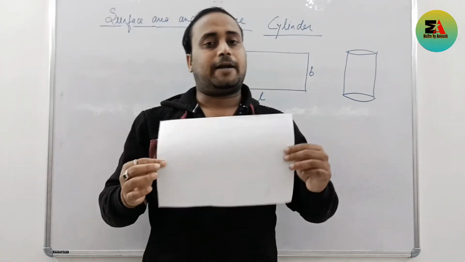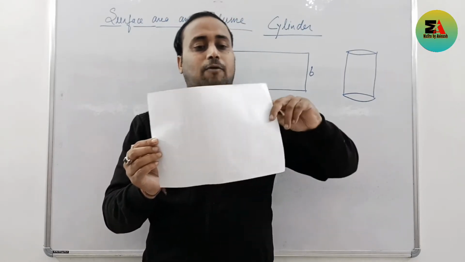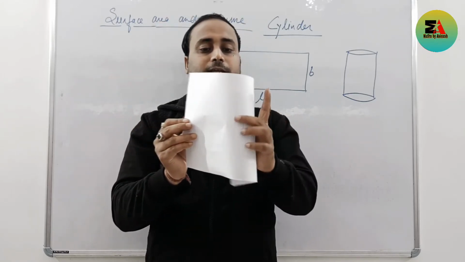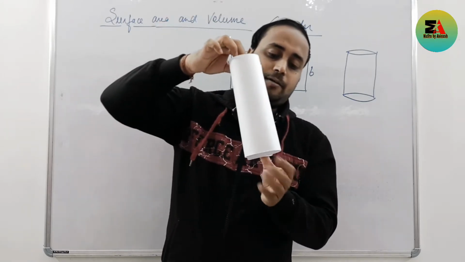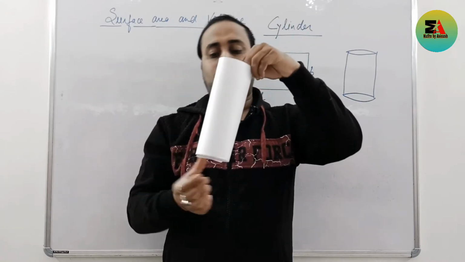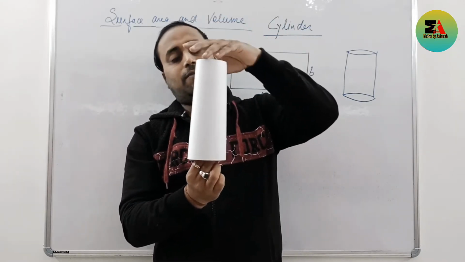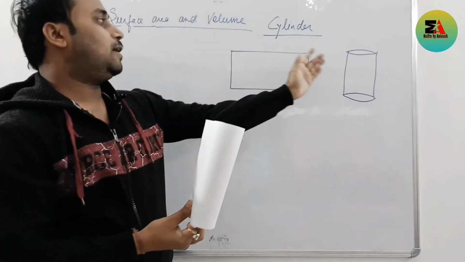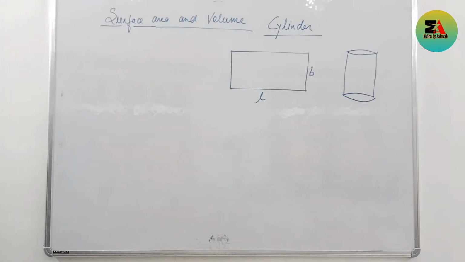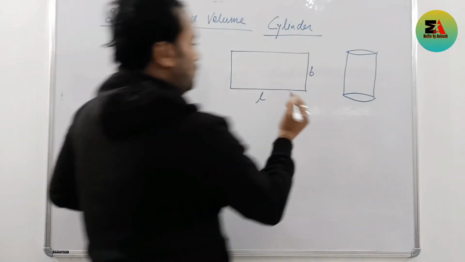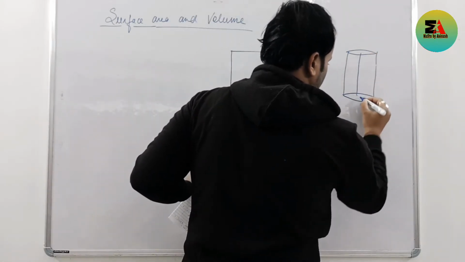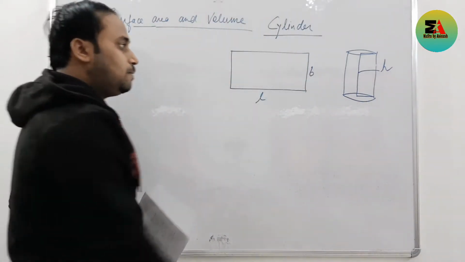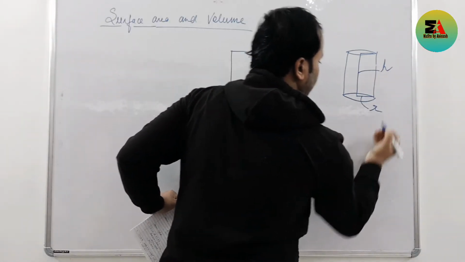This is our rectangular sheet. This is its length and this is its breadth. If you fold around its breadth, then it becomes what? A cylinder which has two circular bases, one is the upper circular base and the second one is the lower circular base. This looks like a cylinder. If we fold around its base, the space formed in this is known as the height of the cylinder. This is the radius of the cylinder.